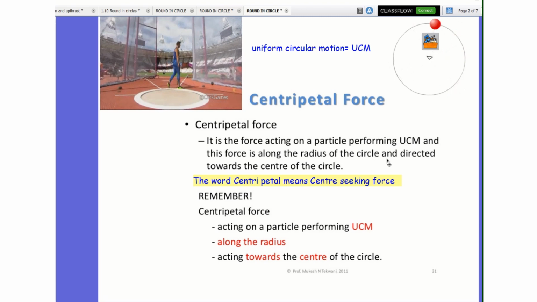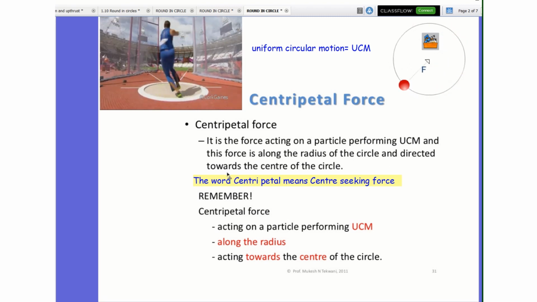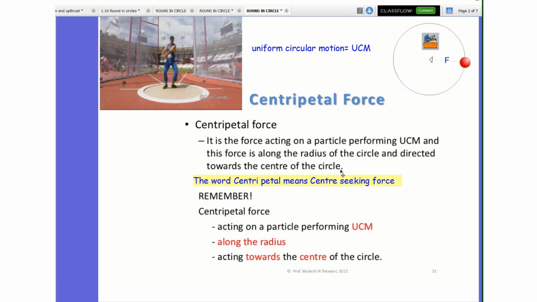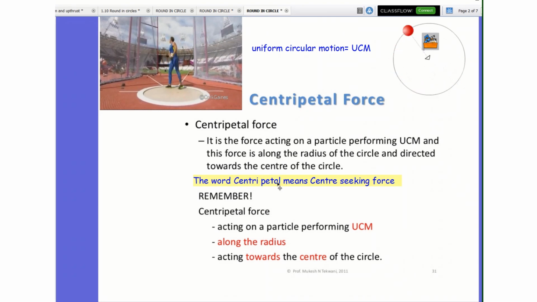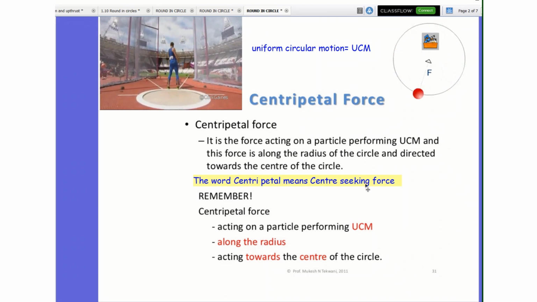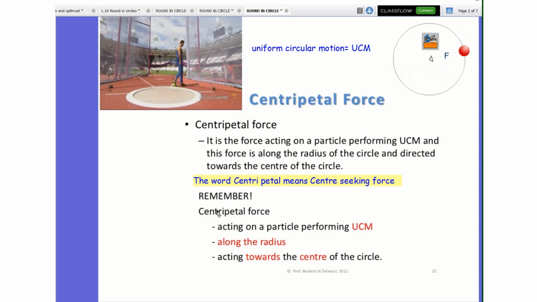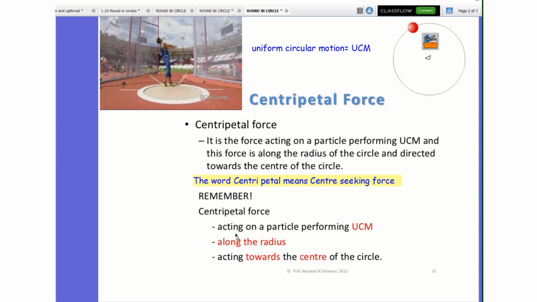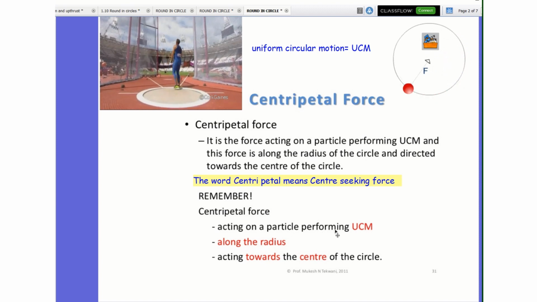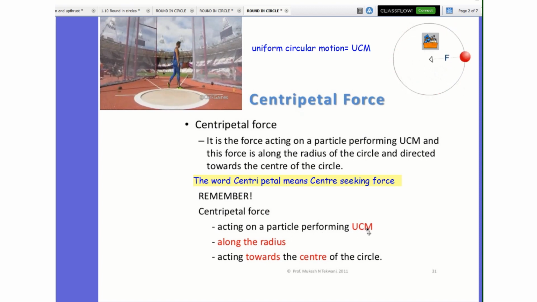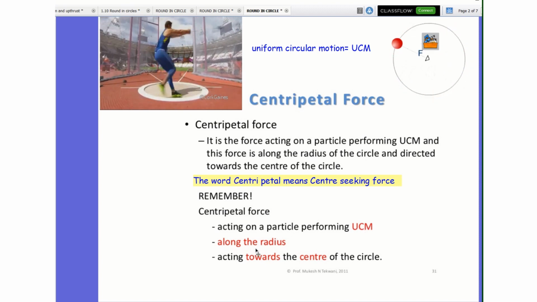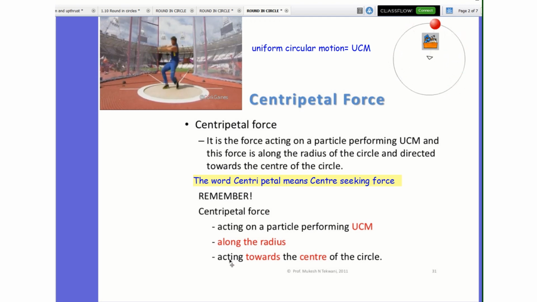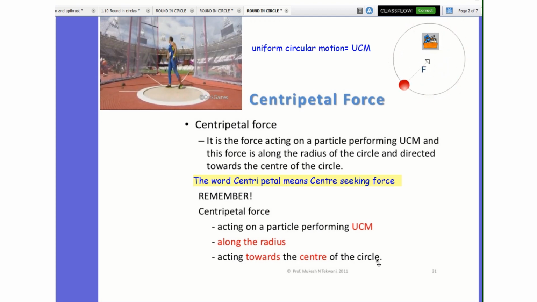along the radius of the circle and directed towards the center of the circle. The word centripetal means center-seeking force. Remember, children, centripetal force is a force acting on a particle performing uniform circular motion, and it acts along the radius. It is acting towards the center of the circle.